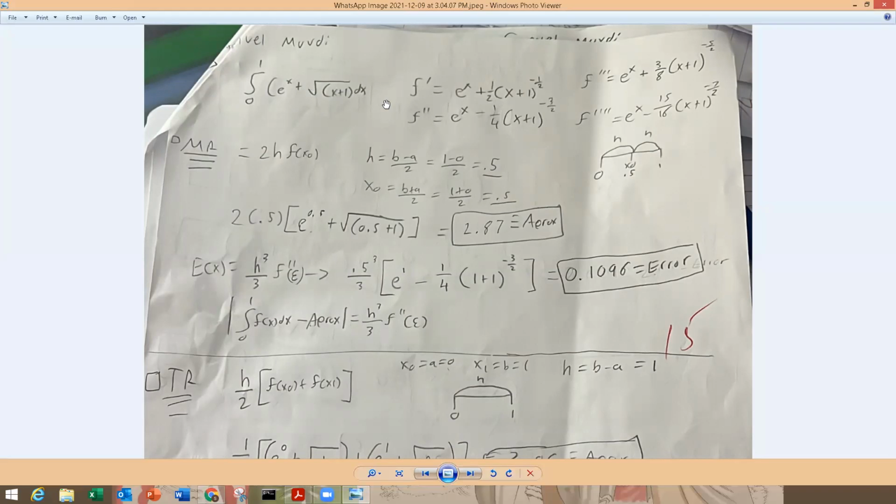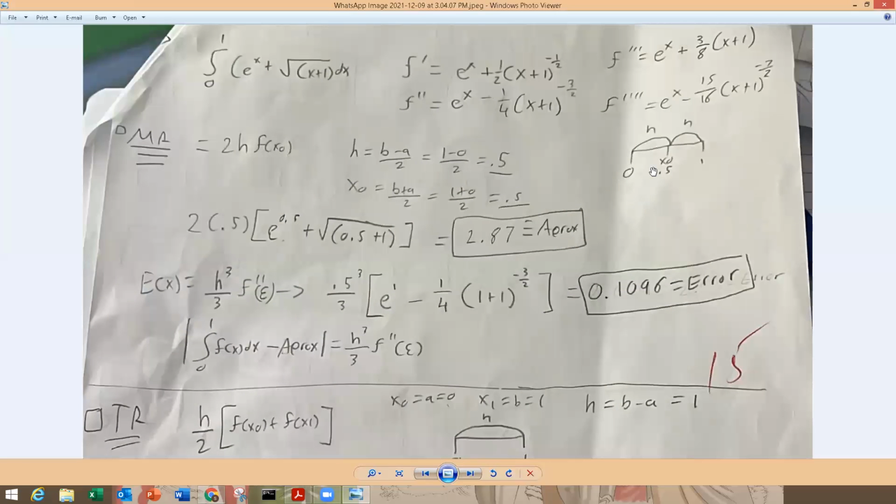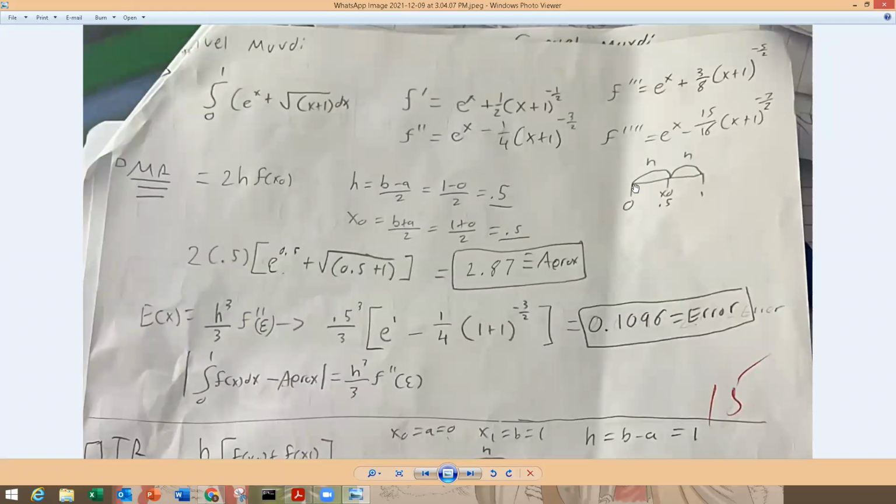So of course we already know that for midpoint, our h is going to be b minus a over 2, right? So we go here, b, 1 minus 0 divided by 2 gives us 0.5. So we have our h. Next, we want to find our x naught. X naught is just b plus a over 2, which gives us 0.5 as well, right? Here I drew the little h's. So it's from 0 to 0.5. X naught is 0.5, and then x naught to 1. So you already have the midpoint. This is the midpoint. So you want to plug in the formula 2h f of x naught, right?